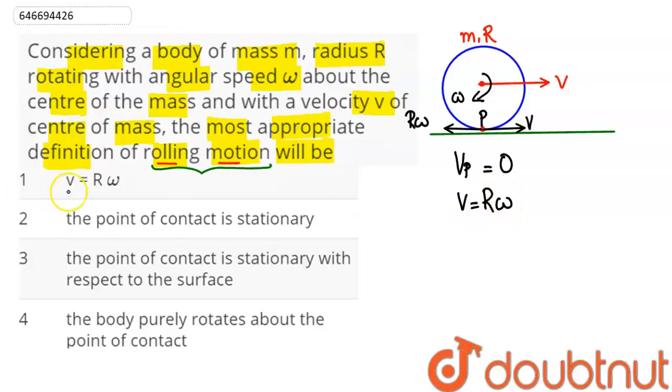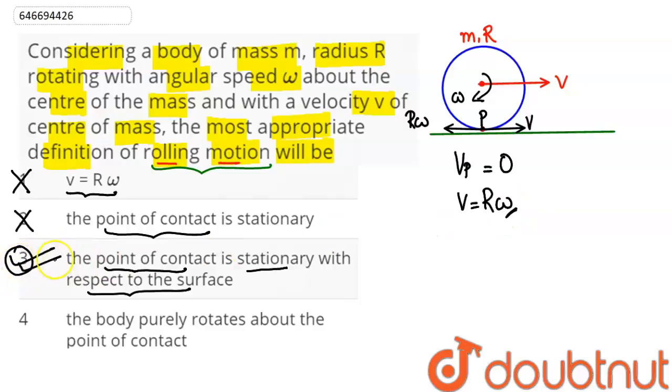So just v equal to r omega does not imply that it is performing pure rolling motion, and the point of contact being stationary also does not imply pure rolling motion, since it is not given stationary with respect to which surface. Whereas in the third point, the point of contact is stationary with respect to the surface. Hence from this condition we can say v equals r omega. Hence we can say option number 3 is correct.